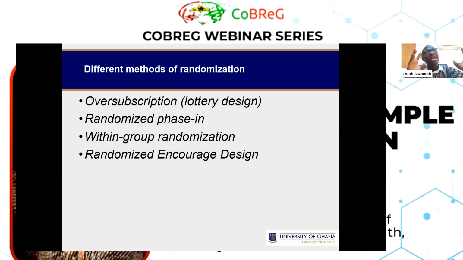Now, there are different methods of randomization. The first one, I'll just take you through this: oversubscription, randomized phasing, within group randomization, and then randomized encouragement design. Different forms of randomization.